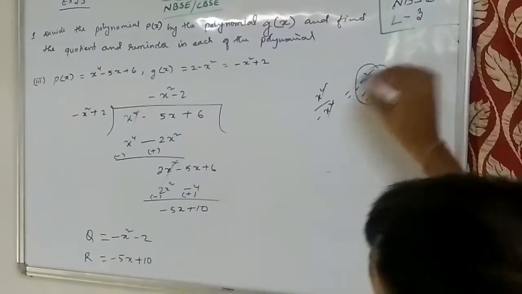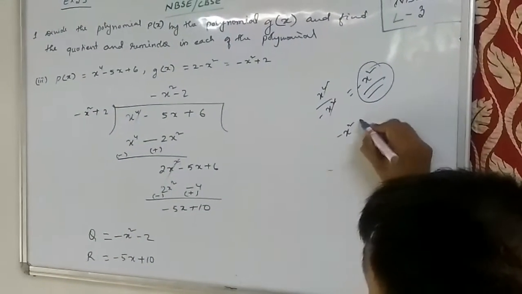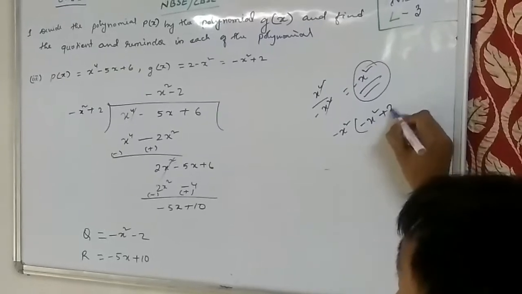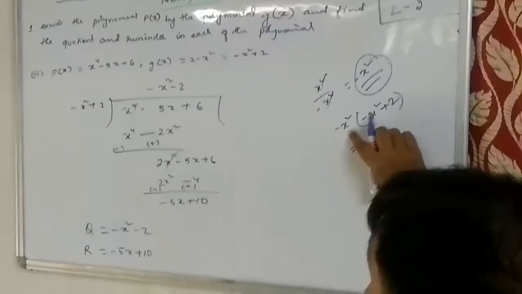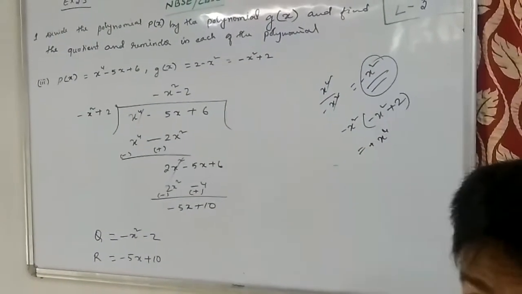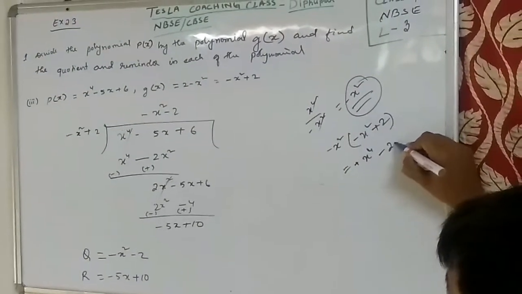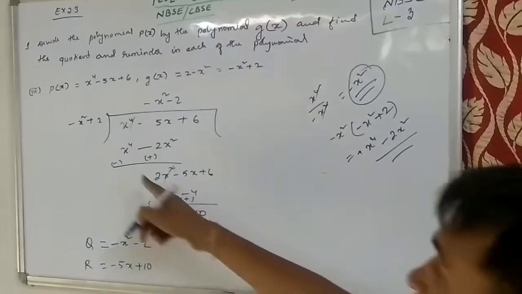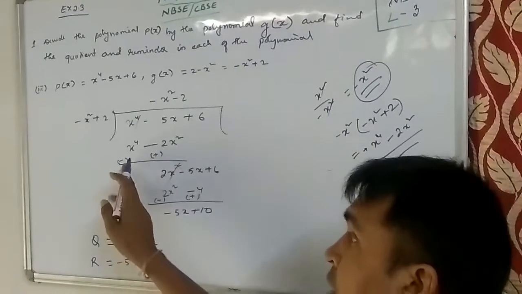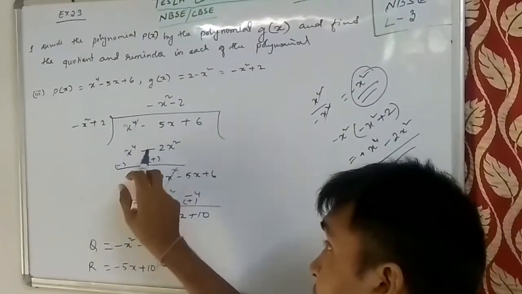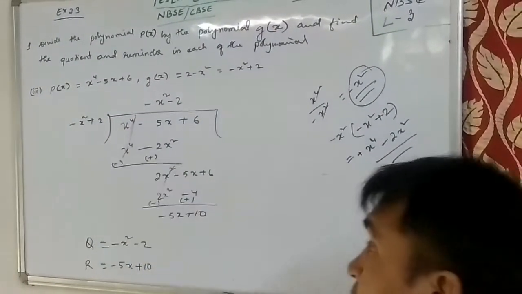And this minus x to the power 2 will be multiplied with the divisor, that is minus x square plus 2. So when you multiply it, minus into minus becomes plus, x square into x square becomes x to the power 4, and then minus x square into 2 means it will become minus 2x square. So this one we have written here, that is x to the power 4 minus 2x square. Now we have changed the sign here, so plus becomes minus, and minus becomes plus. See, this one is plus x to the power 4, this is minus x to the power 4, so we have cancelled it.